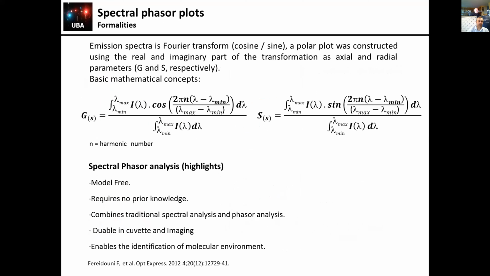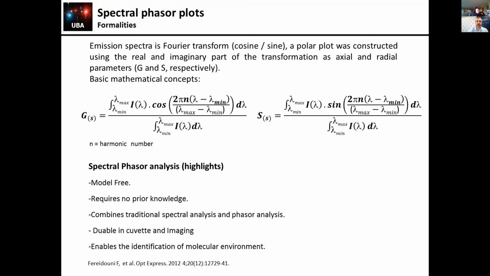So about the formalities, well, this is a Fourier transformation. As Enrico said, we get the real and imaginary parts of the Fourier transformation that we call G and S. And we have the integral of the intensity multiplied by the cosine or the sine of the spectral shift. This term defines how much is shifted from the beginning of our range. And we always define a range, and this is, as I said before, important. The other very important thing is that we need to normalize. Without normalization, all the linear properties will not work.